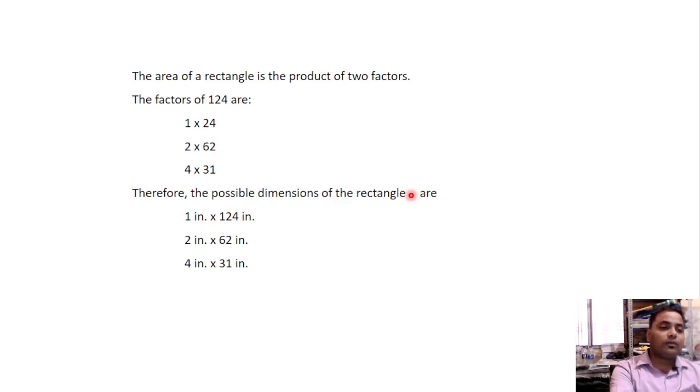The area of a rectangle is the product of two factors: 1 and 124, 2 and 62, 4 and 31. Therefore the possible dimensions of the rectangle are 1 by 124, 2 by 62, 4 by 31. Here 24 is by mistake, this will be 1 and 124 here, so you can point out this number 24 here. This is not 24, this will be 124, 1 into 124.